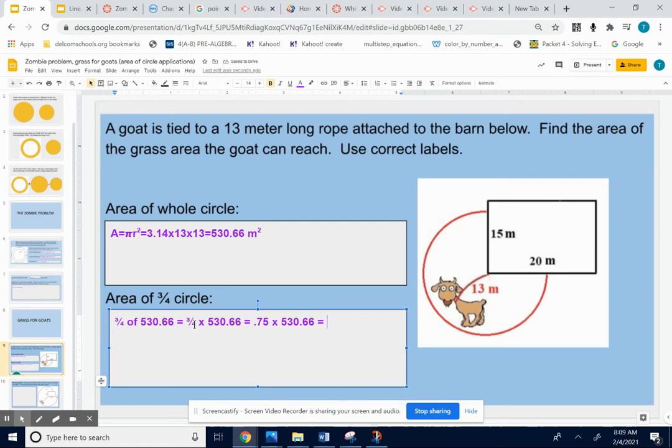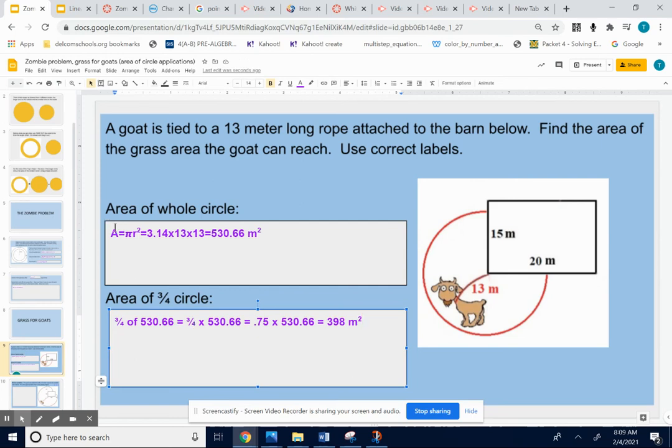In my calculator, I'm going to get 397. I didn't say how to round in this, did I? I should have told you to round to the nearest square meter, because I'm getting 397.995. So 397.9 anything, that's going to be 398 meters squared. So that goat can reach 398 square meters of grass.